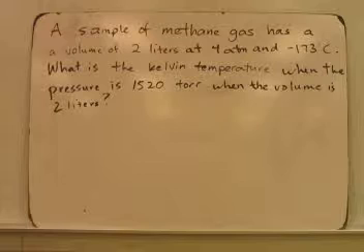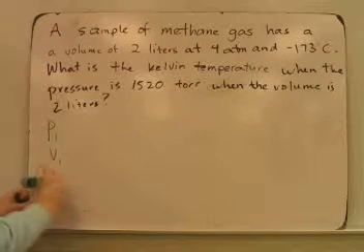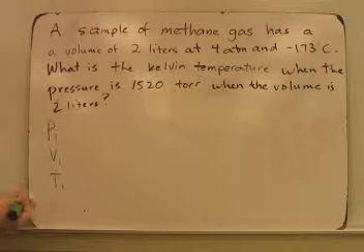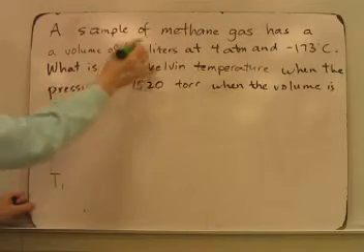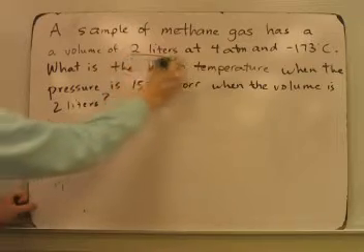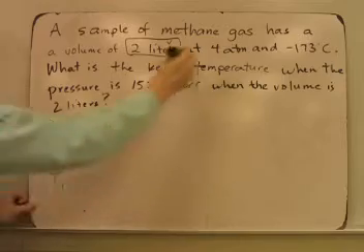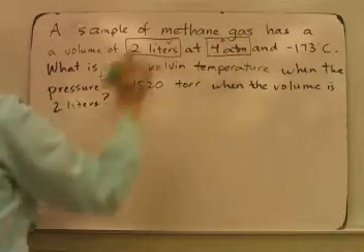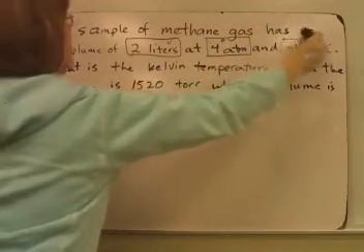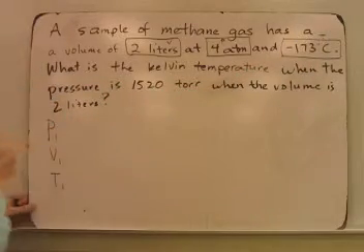So we need to write down all of our variables. So we have P1, V1, T1. Remember, these have to all go together. So in the first sentence, it's telling you that this gas has a volume of 2 liters. So that is our first volume. It has a pressure of 4 ATM. So that is our pressure. And then we have a temperature of negative 173 Celsius. So that is our temperature.